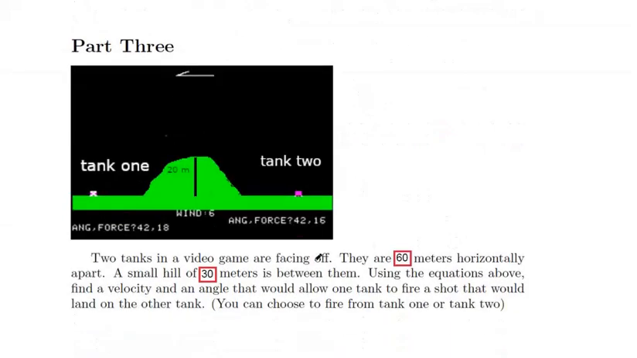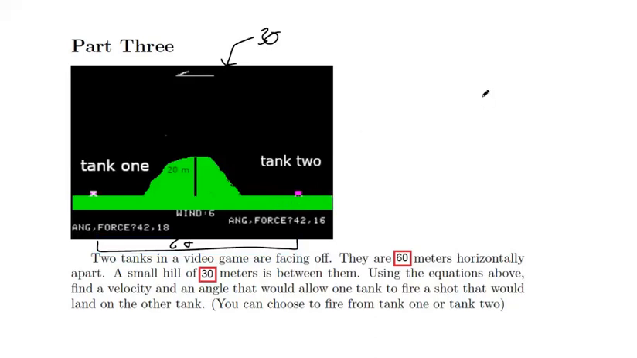And then for the last part, there's two tanks in a video game. They're 60 meters apart. I changed the number. So 60 meters from here to here. And then this height in the middle, you can't really see with the black on black, huh? The height in the middle is 30. So really you're just trying to play around with some numbers until you get two sets of numbers that allow you to land exactly on this tank.